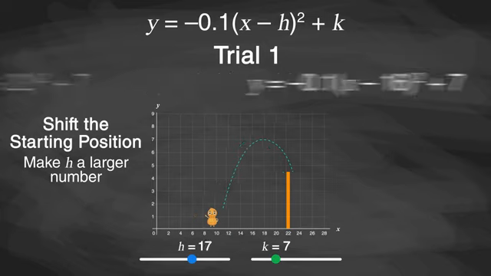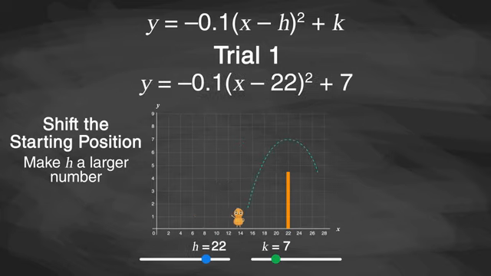Let's use 22 for h. Because h is the x-coordinate of the highest point of the jump, if that point is directly over the wall and the k value remains at 7, then the peanut would clear the wall. So, the new equation would be y equals negative 0.1 times (x minus 22) squared plus 7.